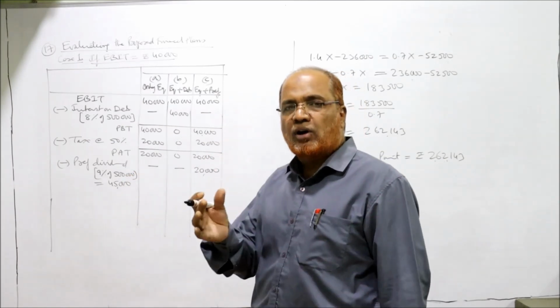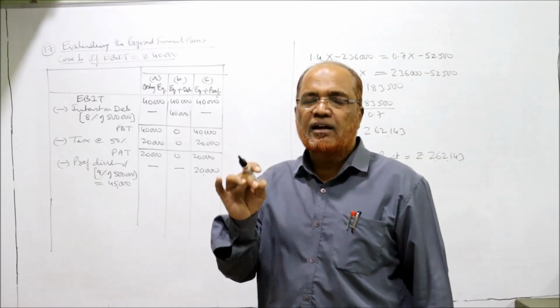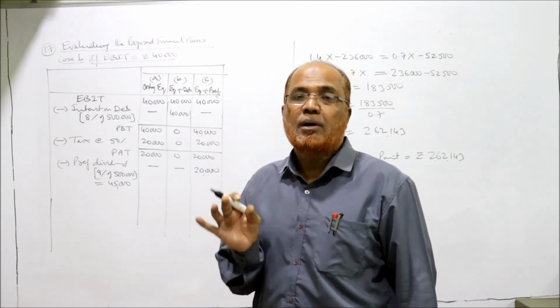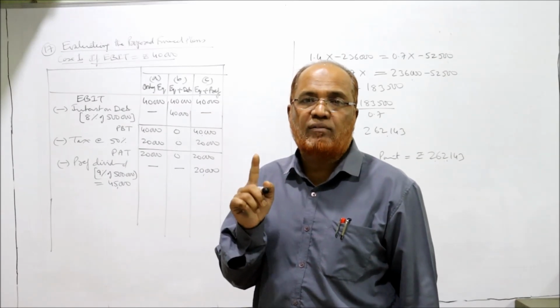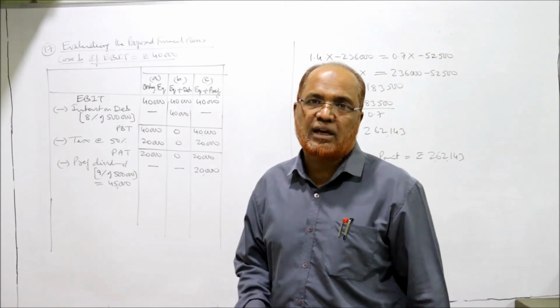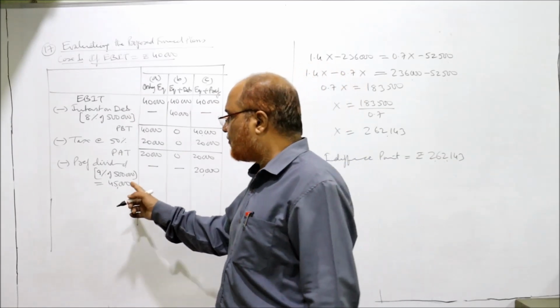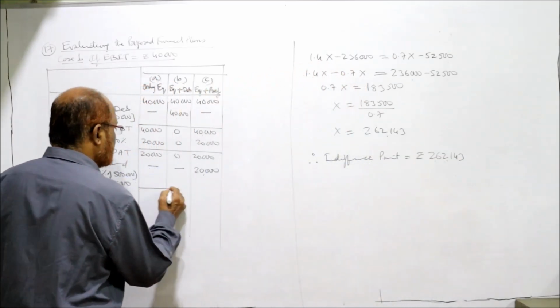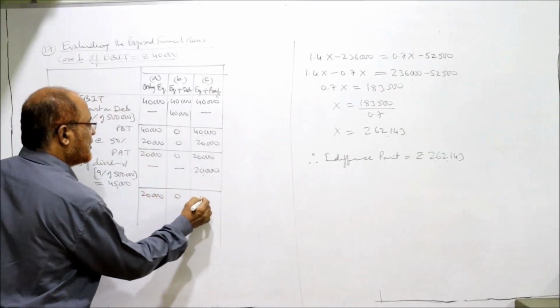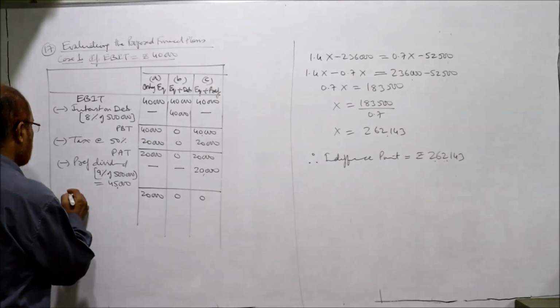इंटरेस्ट में और डिविडेंड में फर्क यह है, interest must be paid at any cost, whether we have profit or not. But dividend can be paid only when we have the profit. If we are not having profit, no need of paying any dividend. So here instead of 45,000, 20,000 will be paid. So remaining amount is 20,000. Here 0, here 0. This is the profit available.